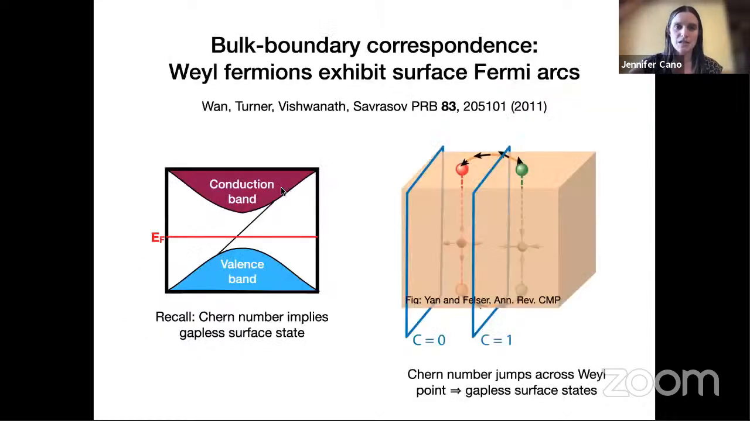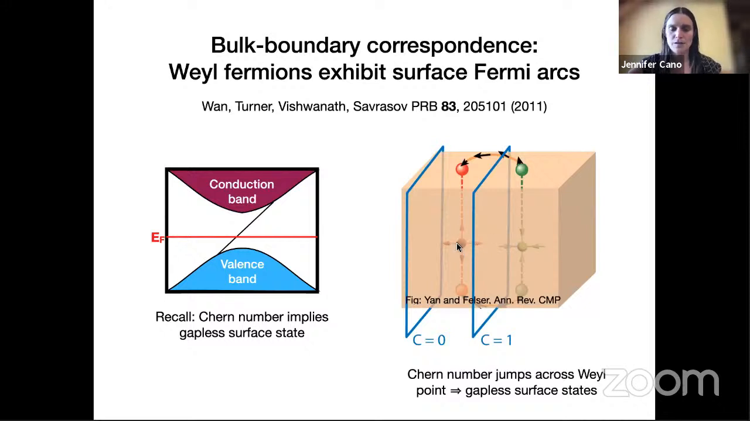A consequence of this topology is that there are going to be edge states, which in this case take the form of surface Fermi arcs. Remember, last time we talked about how if you have an insulator with a Chern number, then there's always going to be one gapless edge state connecting the valence band to the conduction band. Now let's move to our Weyl fermion system. This is some cube of material, which is meant to be infinite in the x and y direction, so that's momentum space, but finite in the z direction. So it's a slab configuration.